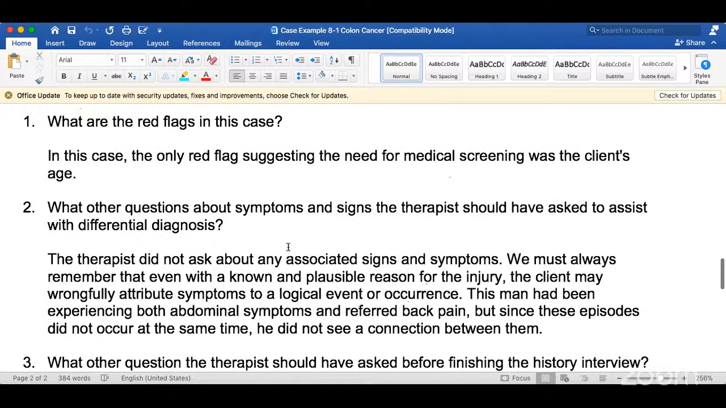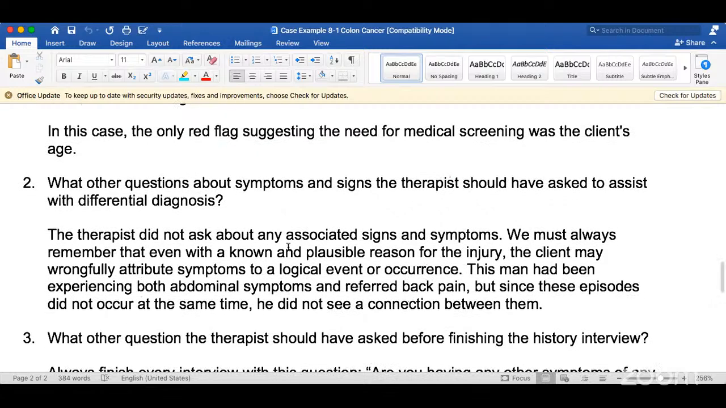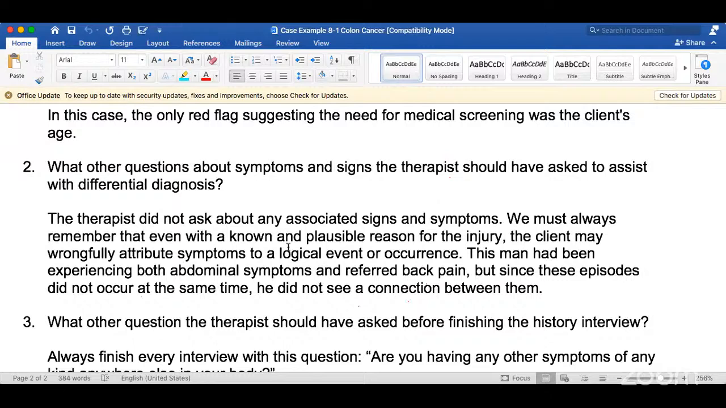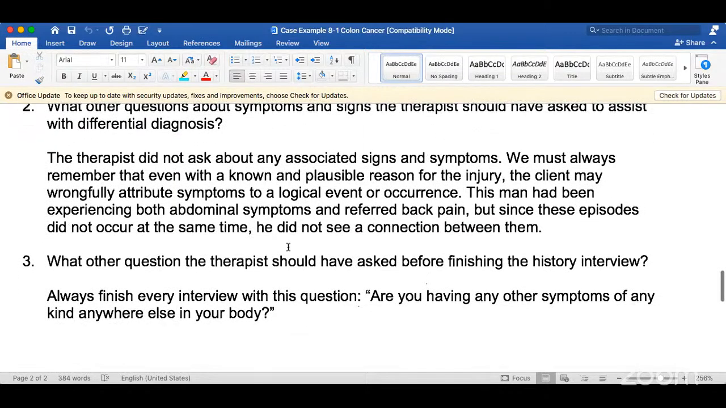We must always remember that even with a non-plausible reason for injury, the client may wrongfully attribute symptoms to a logical event or occurrence. The man had been experiencing both abdominal symptoms and referred back pain, but since these episodes did not occur at the same time, he did not see a connection between them. And number 3, what other question should the therapist have asked before finishing the history interview? Always finish every interview with this question: are you having any other symptoms of any kind anywhere else in your body?